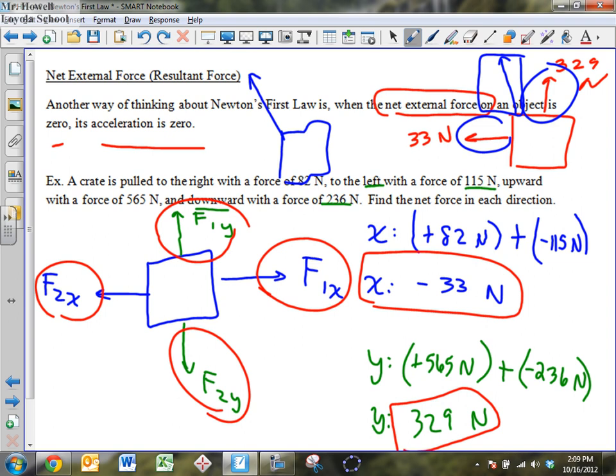Can you do the average? Not the average. Not the average. Good idea, though.